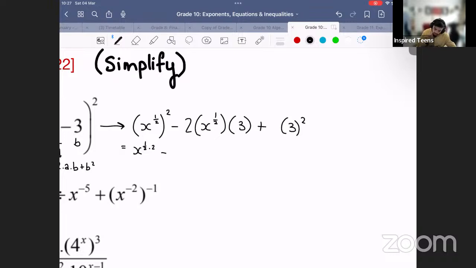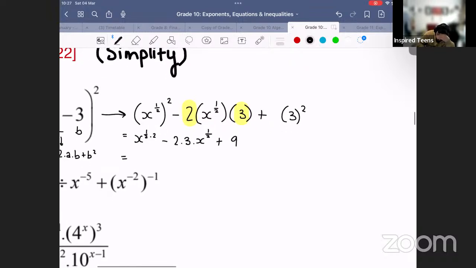Let's multiply this out. In this case, I have a variable with a power, which is cool. Then I have a constant, so I can multiply my constants, which become 2 times 3 times x to the half, plus 9. If I simplify this further, a half times 2, the 2's cancel, it's actually just 1. So it's x to the power of 1, or just x, minus 6x to the half plus 9.